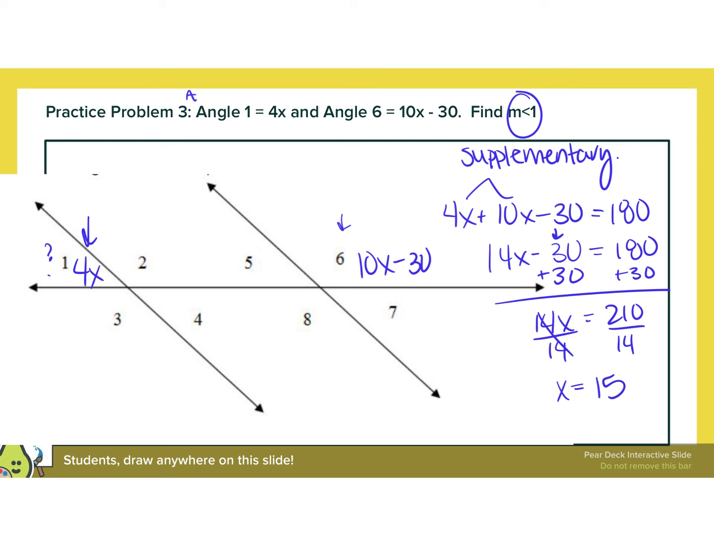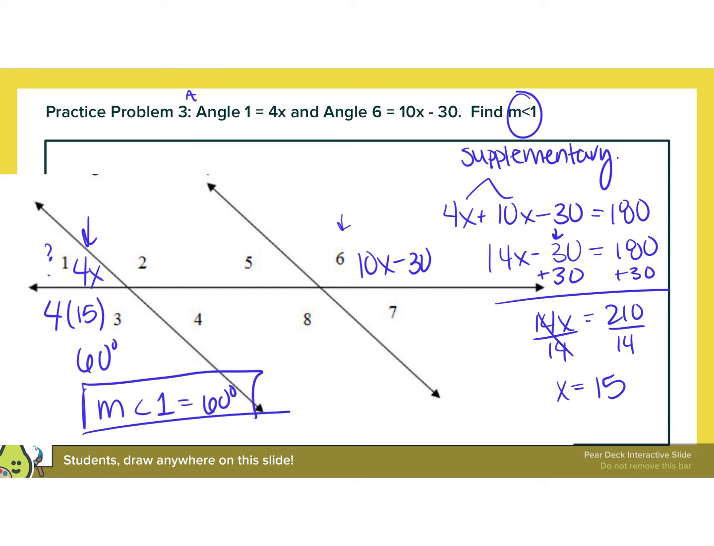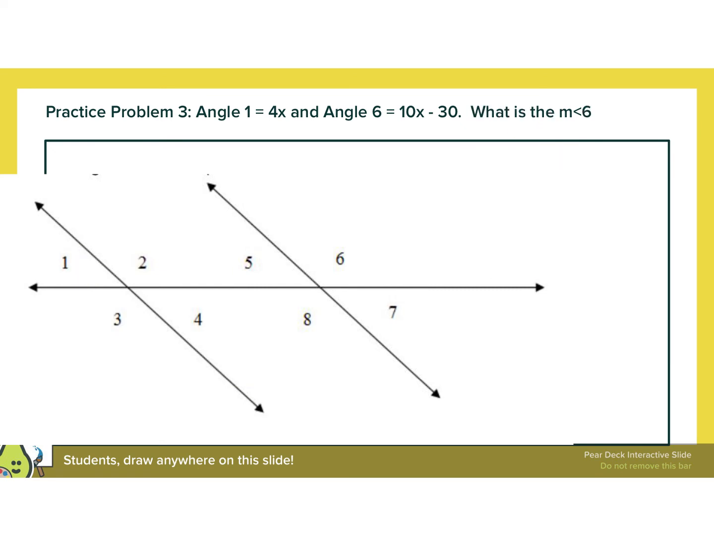So I'm going to take my x, and instead of x, I'm going to put a 15 in its place. 4 times 15 is 60 degrees. So the measure of angle 1 equals 60 degrees. That's how I want you to write that answer. There's a second part to this question.